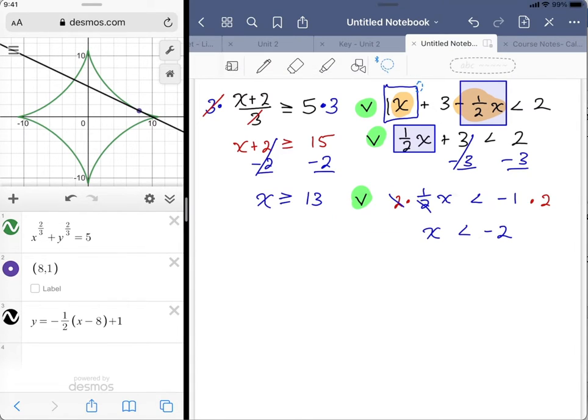Oh, I hit copy. I didn't want to hit copy. That was the last thing I wanted to do.